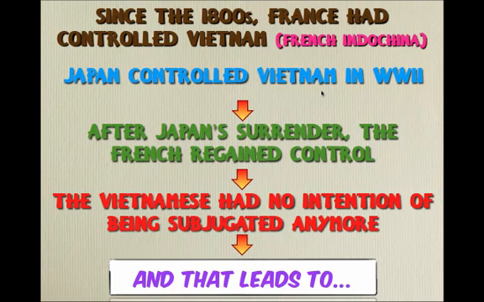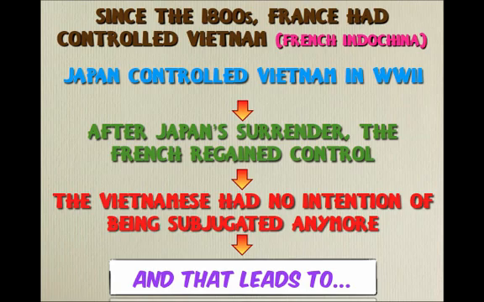Since the 1800s, France had controlled Vietnam. It was known as French Indochina. So Vietnam was a colony or territory of France. Then, during World War II, during Japan's aggression, they took over Vietnam from the French. Once Japan surrendered, the Vietnamese people thought, oh, we're independent now, but the French thought it was their opportunity to take back their territory. The Vietnamese had no intention of becoming subjects again, and so they wanted to remain independent. That's where this initial conflict begins right after World War II.